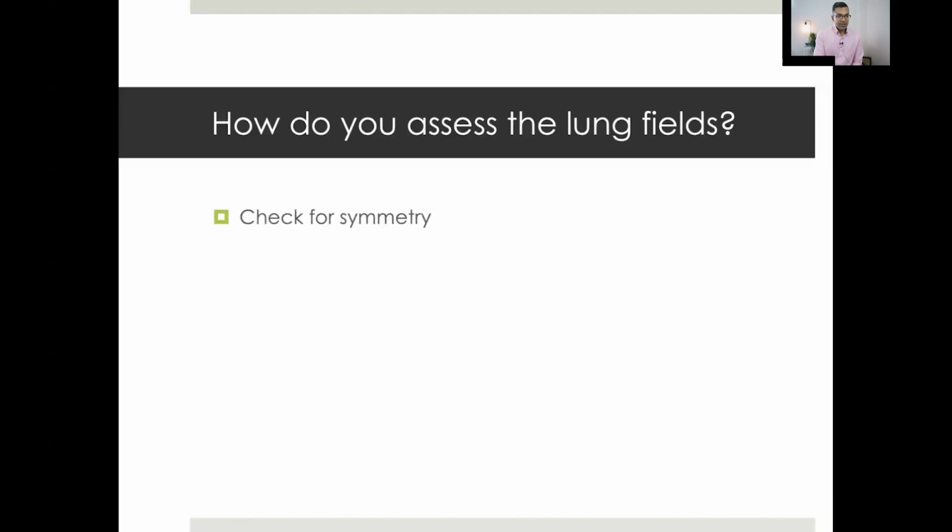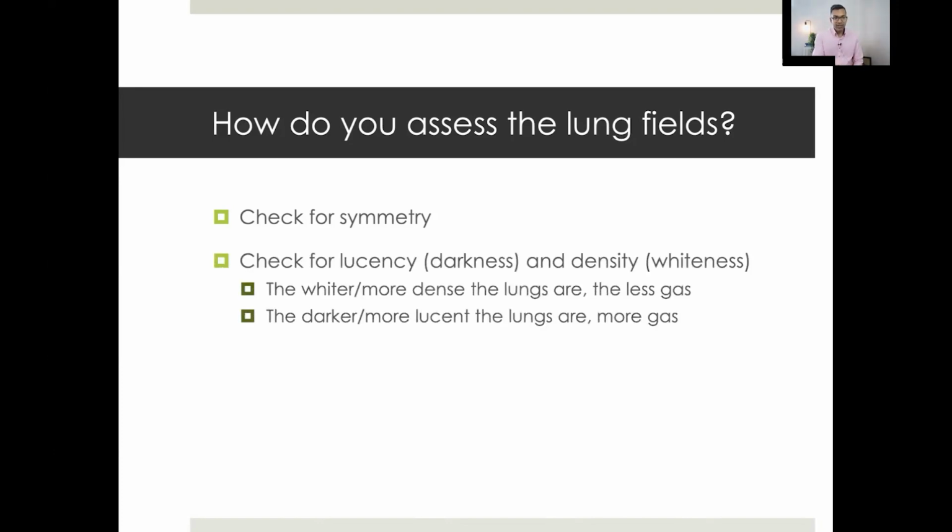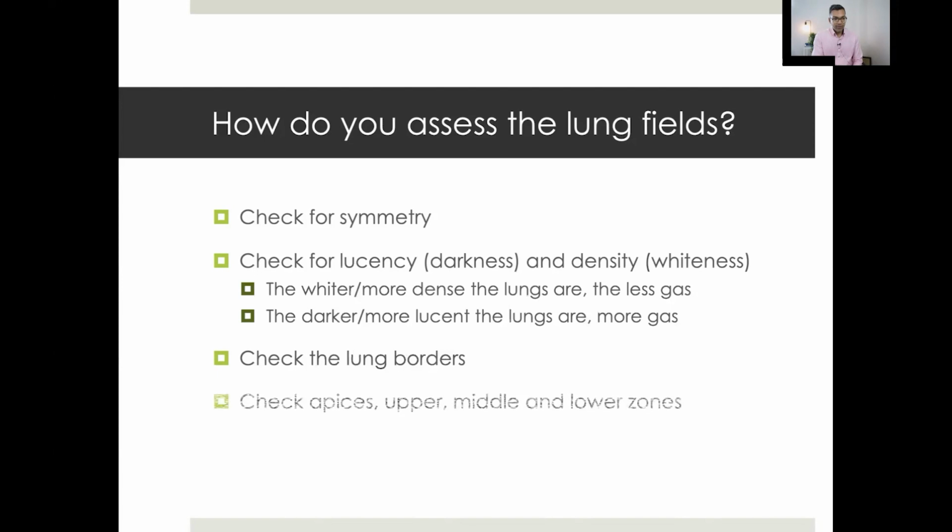How do you assess the lung fields? Again, one of the key words would be symmetry. As soon as you see asymmetry, it's something to comment on because you're not really committing to something. You're saying, look, this looks asymmetrical, and for whatever reason, whether it's due to increase or decrease in space, which means something, or there's increase of opacification or lucency, which means something else. So you check the lucency and density, check the lung borders, check the apices, upper, mid and lower zones.